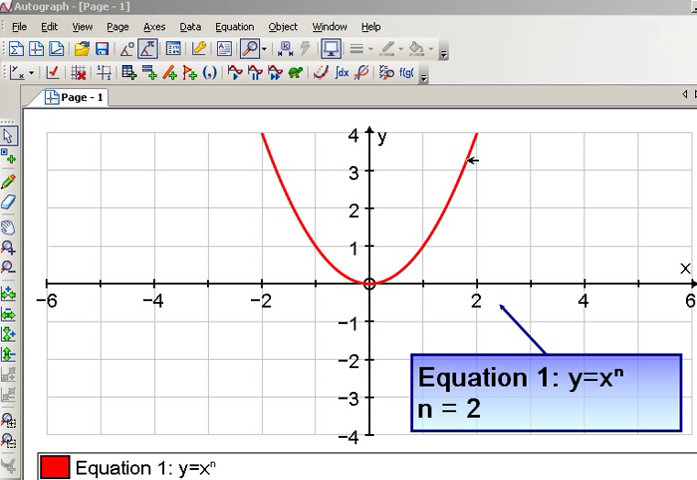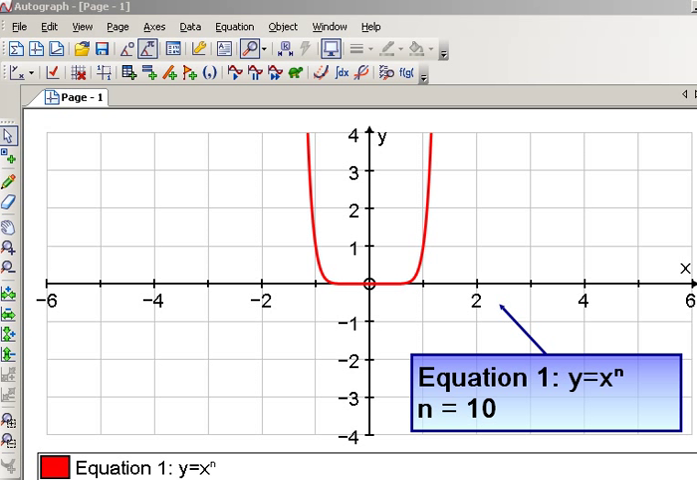This is the graph of y is equal to x to the power of n, where n equals 2. So x squared, the graph of y is equal to x squared, a U-shaped curve going through the origin. Y is equal to x to the power of 3, x to the power of 4, x to the power of 5, x to the power of 6, x to the power of 7, x to the power of 8, x to the power of 9, x to the power of 10, and as you can see, there is a pattern here.